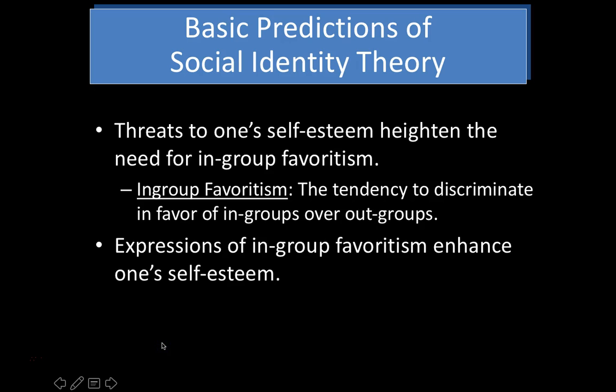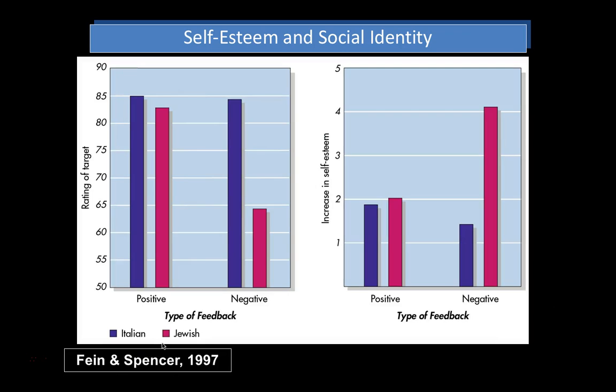So let's look at a concrete example. This is a famous study by Steve Fine and Stephen Spencer, done back in the late 90s, which was the first of many studies that looked at this phenomenon. This was a study in which college students were engaged in a task, supposedly assessing special kinds of intellectual abilities.